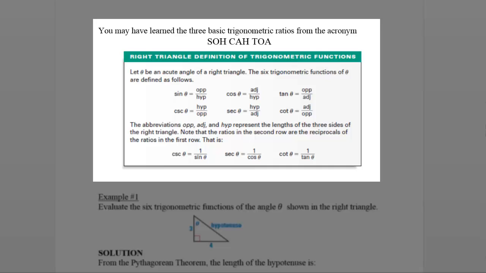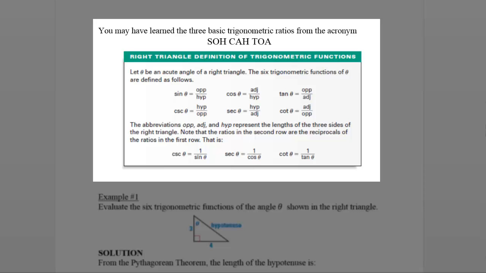Now what you'll need to learn are the reciprocals of those. Most importantly, you need to know that cosecant goes with sine, secant goes with cosine, and then cotangent goes with tangent. So it's very important that you understand which ones are reciprocals of each other, because we'll be using that in a number of different ways to solve trigonometric problems.